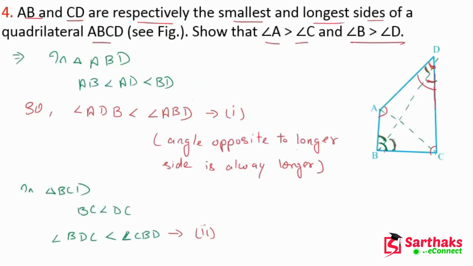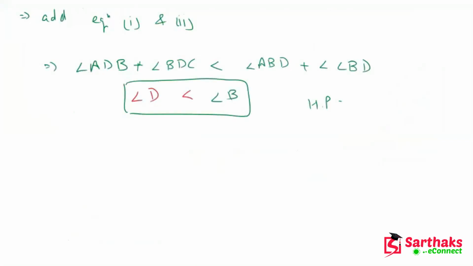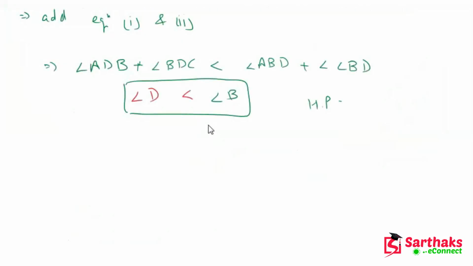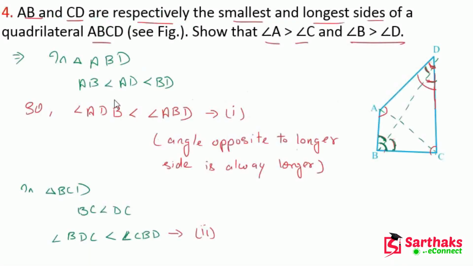So we have to prove what? We have to prove angle B is greater than angle D, and according to this statement, angle B is greater than angle D, or we can say angle D is less than angle B. Now again we have to prove angle A is greater than angle C.